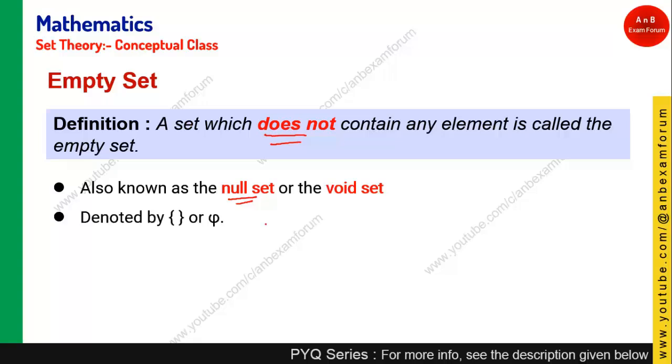Coming to the notations, the empty set is denoted by two notations. The first one is the empty braces. These are the braces and there is no element in it, so the empty braces indicate it is an empty set. The other notation is phi. This is pronounced as phi. Phi is the other notation for the empty set. Understood? There is no big deal in that.